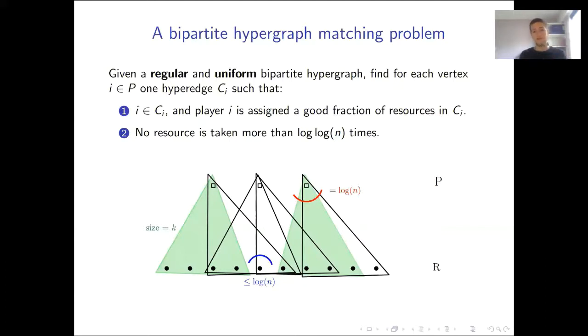And we want exactly this: find a configuration for each player, assign a good fraction of the resources inside this configuration to the corresponding player, and no resource should be taken more than log n times. And you have the assumption that the hypergraph is regular and uniform.